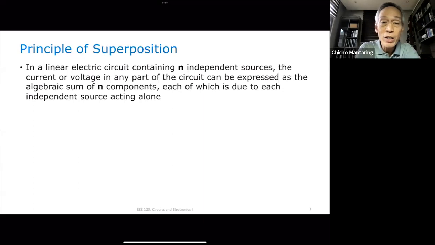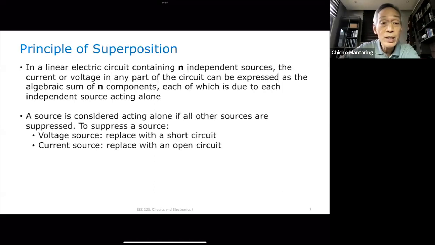So you have 3 sources. You consider each source acting alone. That source acting alone will contribute a certain voltage or current to a part of a circuit. And if you get the sum of all of these components with all of the sources acting alone, that will be the total response of the circuit.